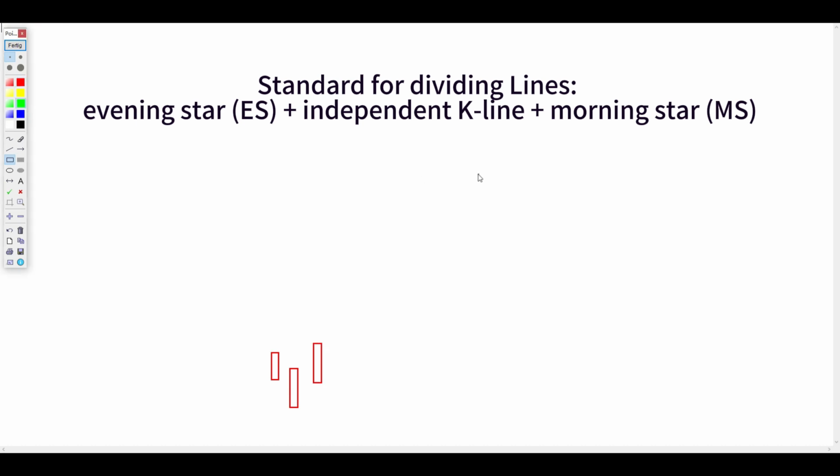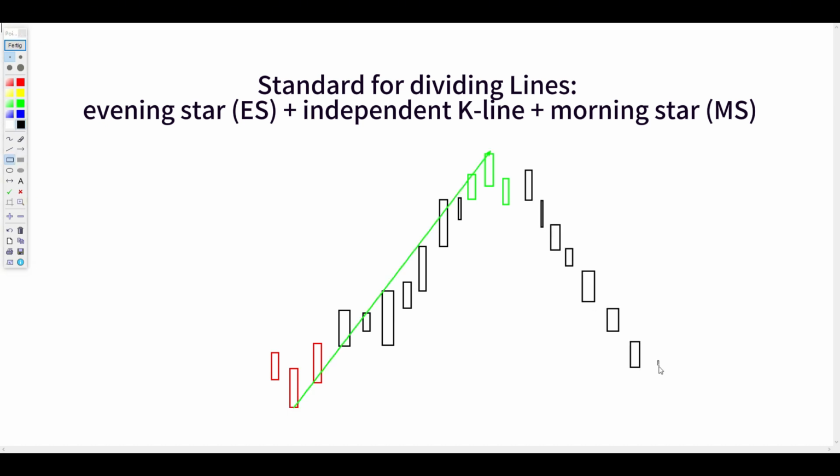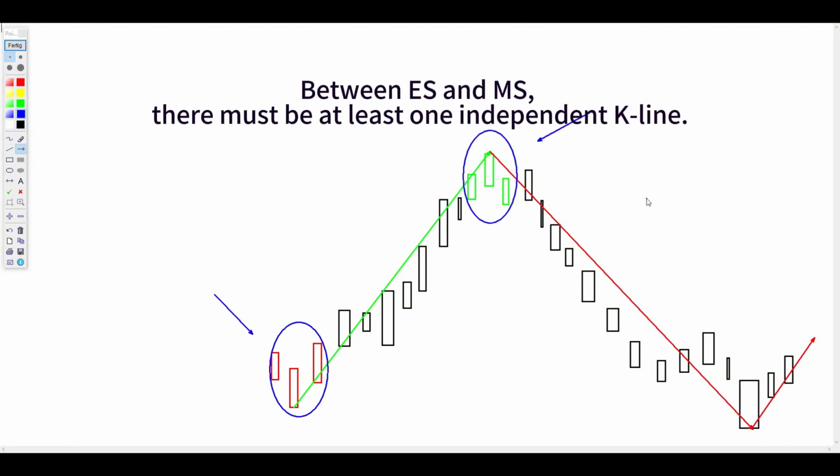Standard for dividing lines: evening star (ES), plus independent K-line, plus morning star (MS). Emphasis: ES and MS should not have overlapping or even touching K-lines. Conclusion: between ES and MS, there must be at least one independent K-line.